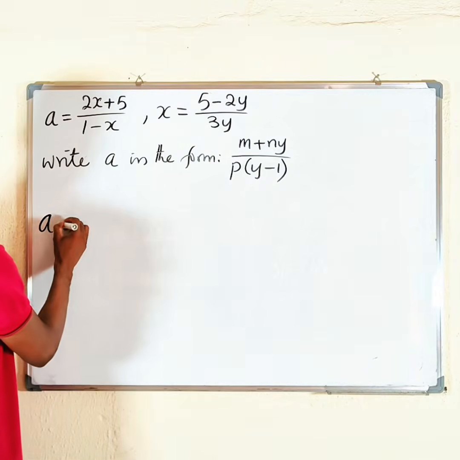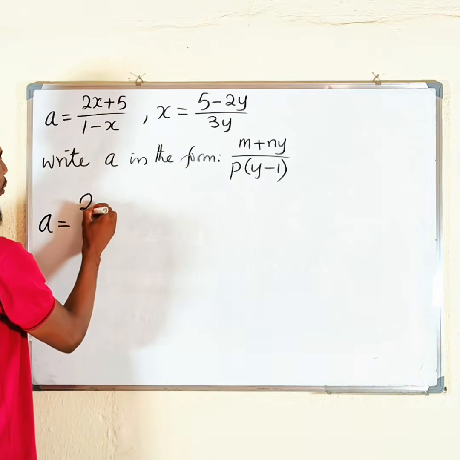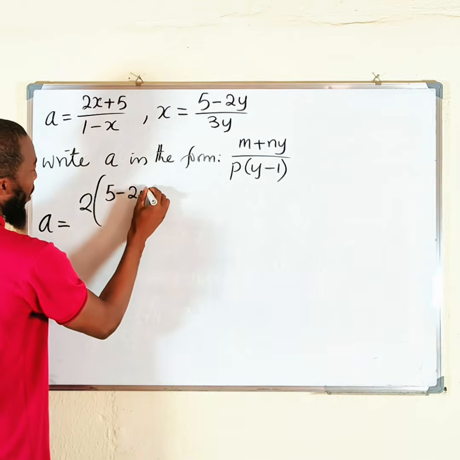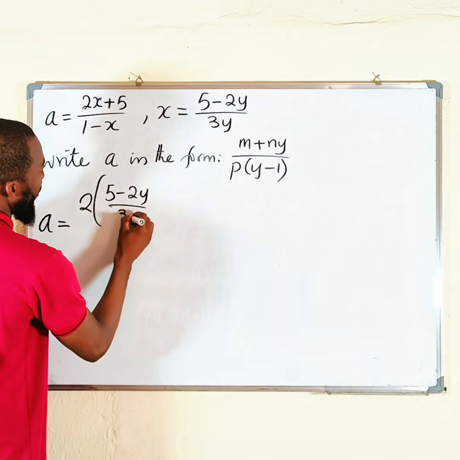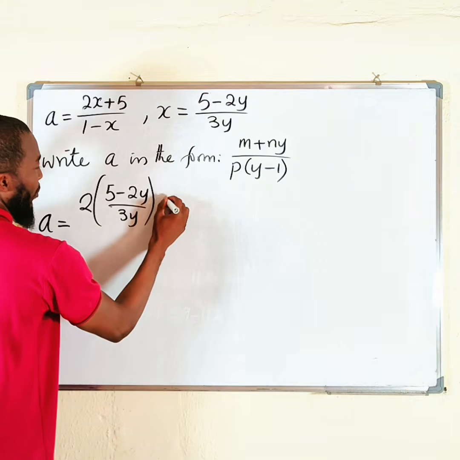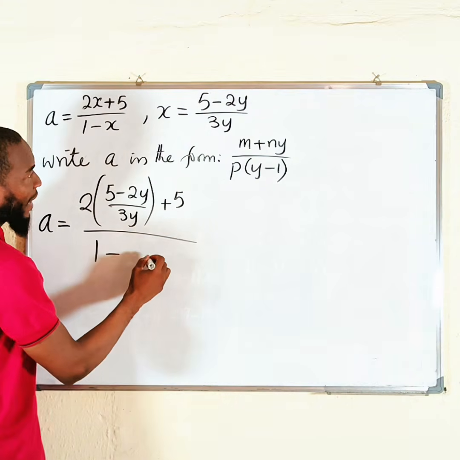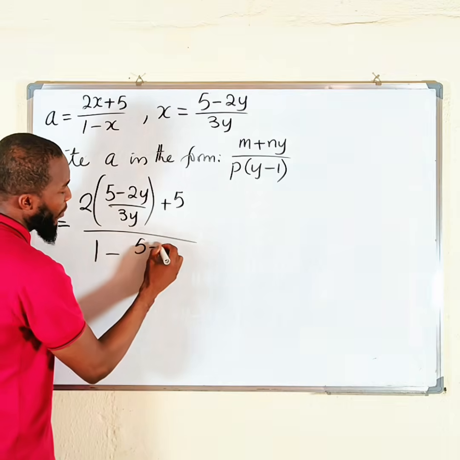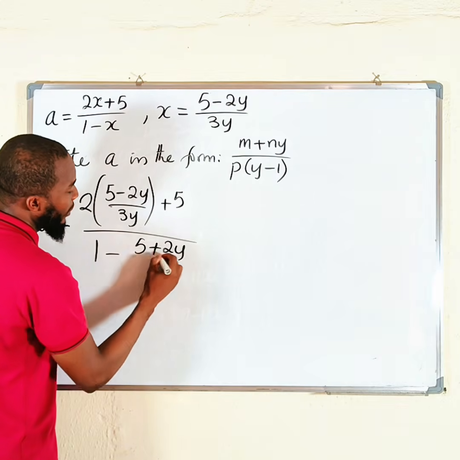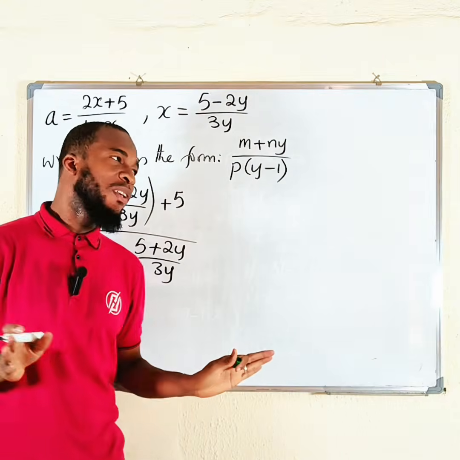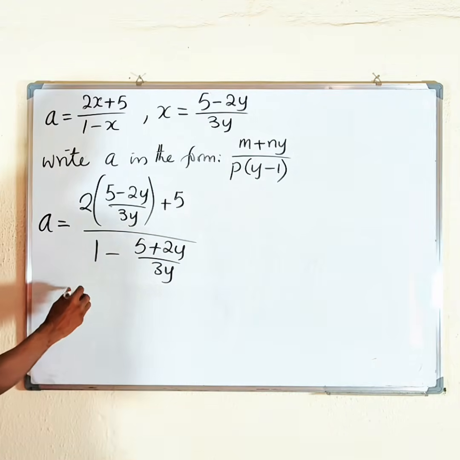So a is equal to 2, but what is x? x is the whole of (5 minus 2y) divided by 3y, right? Then plus 5, don't forget, the whole of this divided by 1 minus x, but x is (5 minus 2y) divided by 3y, something like this. So this is what you need to simplify to get your final answer.